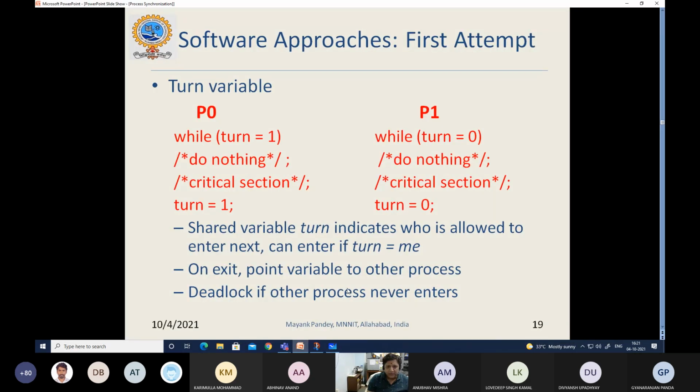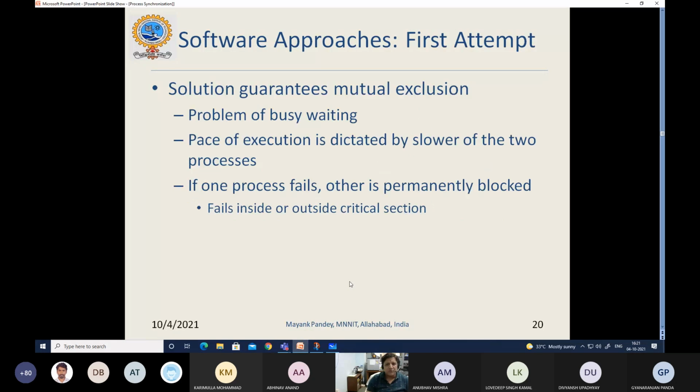So as I was telling you, pace of execution is dictated by the slower of the two processes. The solution guarantees mutual exclusion. There is a problem of busy waiting, as you people have rightly pointed out. It means if P1 executes 2 times, then P0 will execute 2 times. It's not like one process can execute many times and another process can execute fewer times. They are completely interlocked.